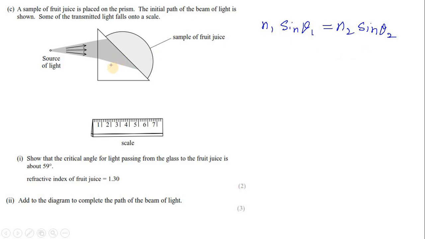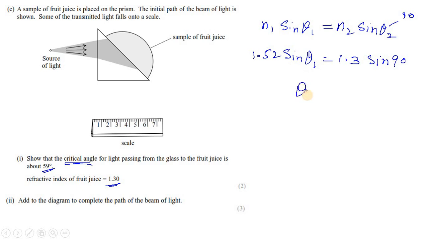So the first medium is glass. So you can say we have 1.52 and sine theta 1, which is what we need to find, because we need to find the critical angle here. So 1.52 sine theta 1 is equal to n2, which is 1.3, times sine 90, because we need to find the critical angle. So theta 2 should be 90 degrees. You say sine 90 because it's the second medium after refraction. And you just make theta 1 the subject, and you can figure out theta 1 here.